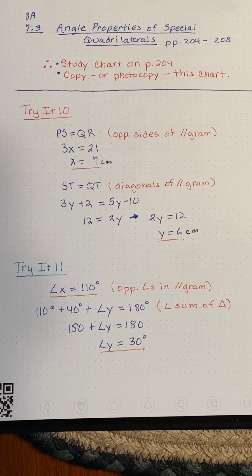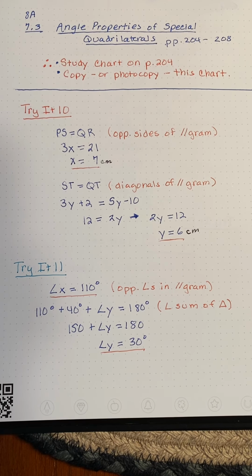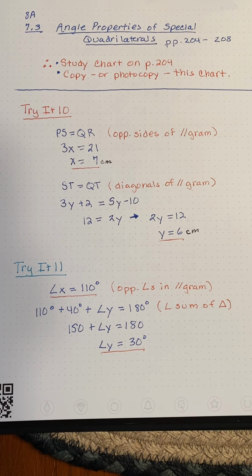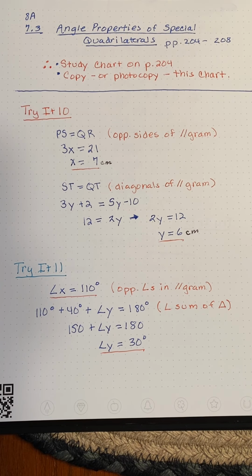Welcome, Algebra, to Lesson 7.3, Angle Properties of Special Quadrilaterals, beginning on page 204 and going through page 208. Taking a look at page 204, you see a chart that lists all the angle properties of special quadrilaterals. The type of quadrilaterals we work with are parallelograms, rectangles, rhombuses, squares, and trapezoids, or as they say, trapezium.